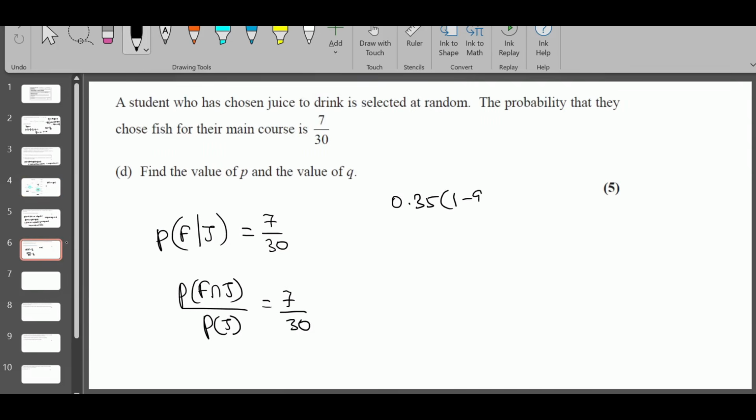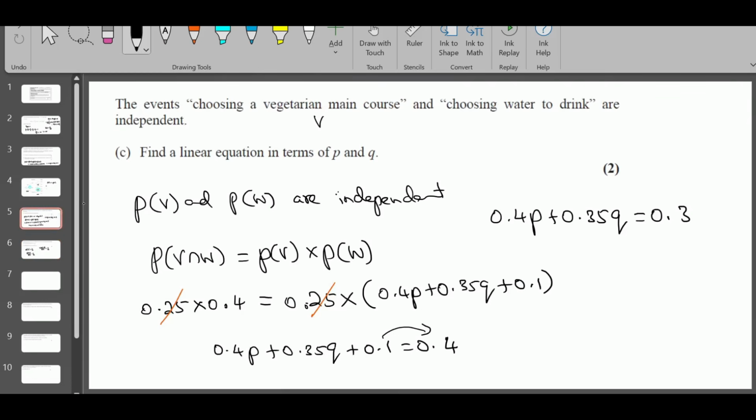0.35 times 1 minus Q divided by P of J is 7/30. Now listen to me carefully. If you look at the second category, there are only two, water and juice. So the complement of water, W complement, is juice, right? We know from the previous part, V and W are independent of each other.